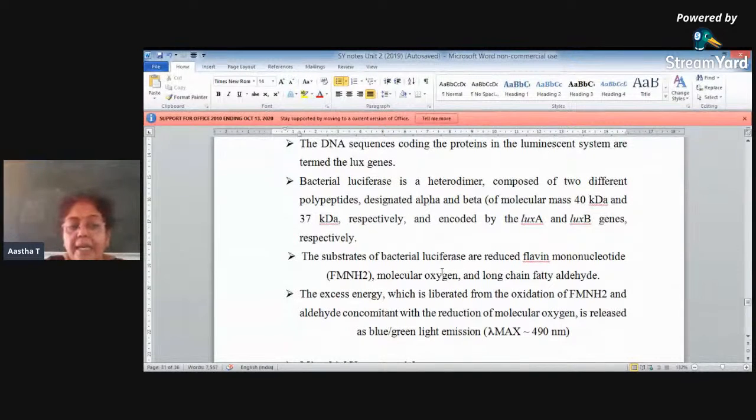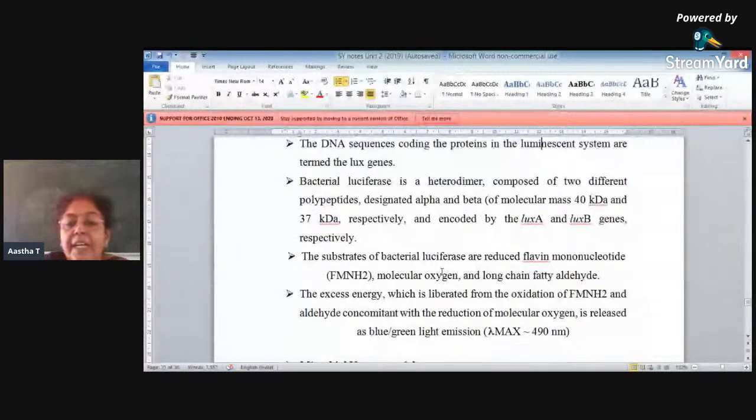I already told you, why do these bacteria have the ability to make the luciferase enzyme? Because they have such genes. So those genes are known as Lux genes. So LuxA gene synthesizes the alpha subunit of the luciferase, while LuxB gene synthesizes the beta subunit of the luciferase enzyme. The substrates for this bacterial luciferase are flavin mononucleotide FMNH2, molecular oxygen, and long chain fatty aldehydes.